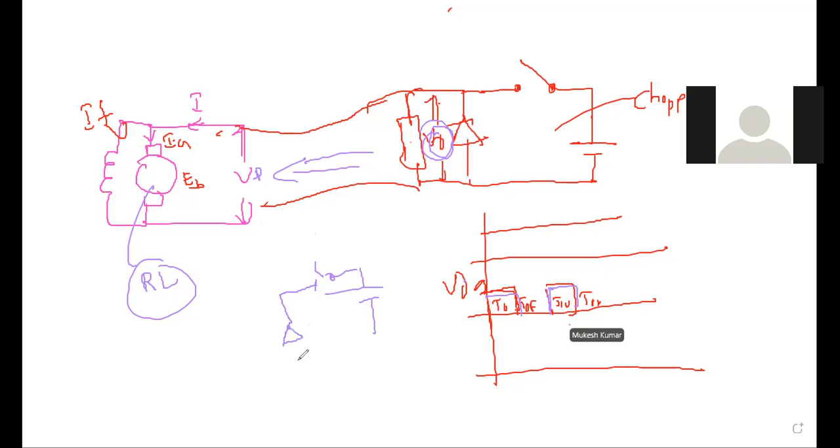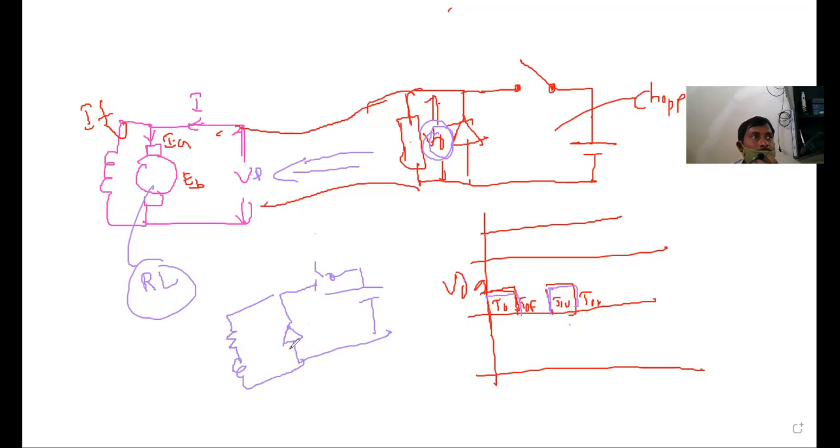This is the freewheeling diode, and this is the RL load. While charging, if you close the chopper, that is, turn it on, the inductor will store energy in this way, and current flows in this direction. And if you open the chopper, the inductor reverses its polarity and allows the current in the same direction.